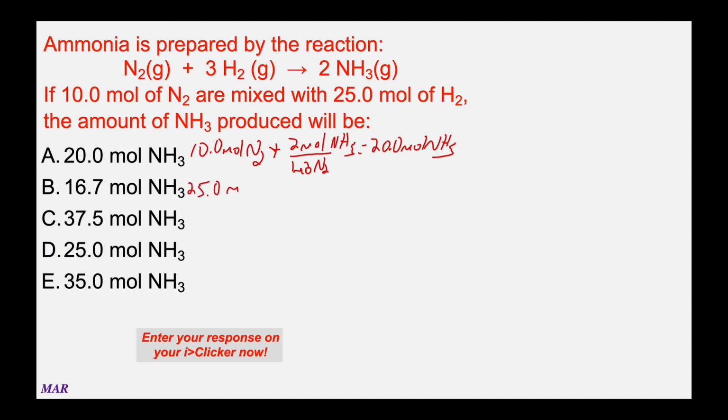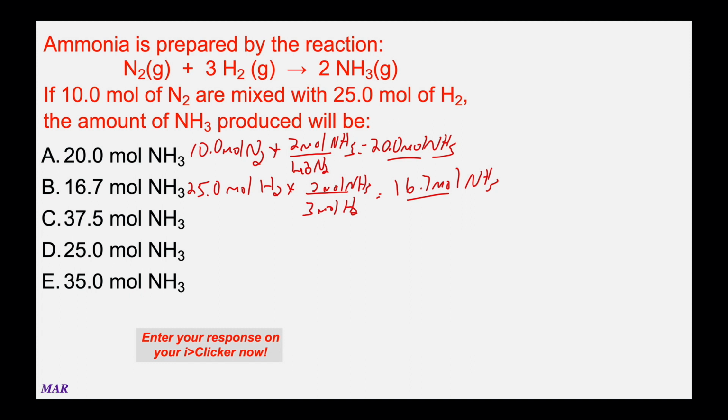So you can start with 25 moles of H2, and there are 3 moles of H2 for every 2 moles NH3, and again the 2 and the 3 just come from the balanced equation. I'm going to take 25, multiply it by 2 over 3, and sure enough, I get 16.7 moles NH3. So we've got a problem here where the nitrogen says we can make 20 moles of NH3, but the hydrogen claims we can only make 16.7.